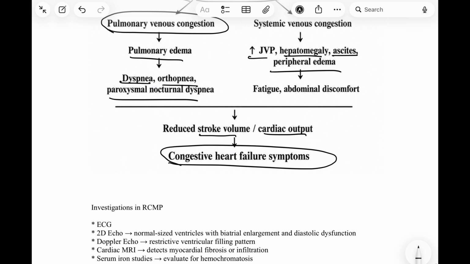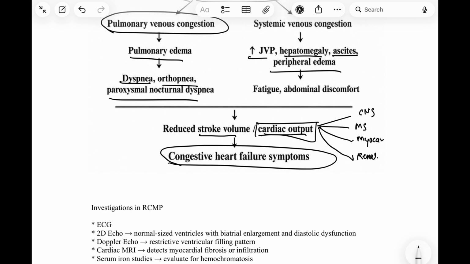And as discussed earlier, the symptoms of decreased cardiac output we will get as per the system involved, like CNS, muscles, myocardium, and renal. Right? So this is all about the pathophysiology of restrictive cardiomyopathy.